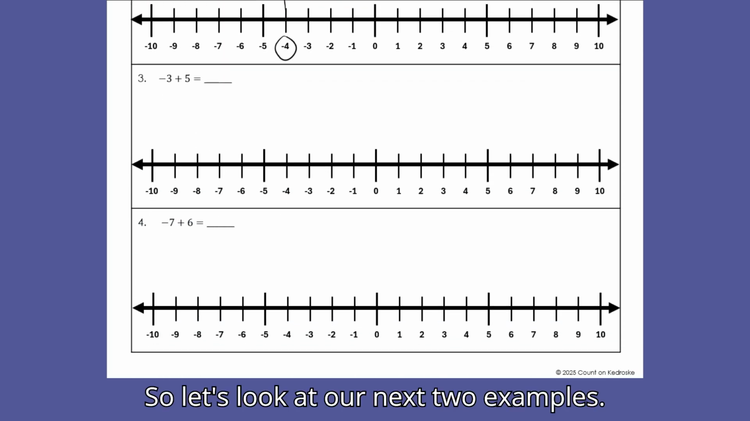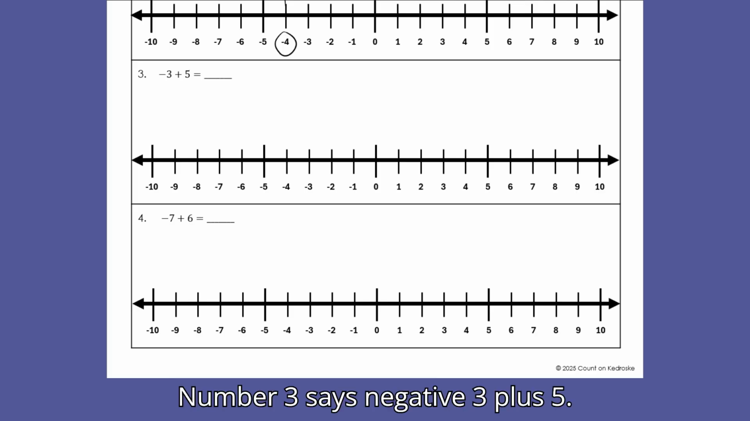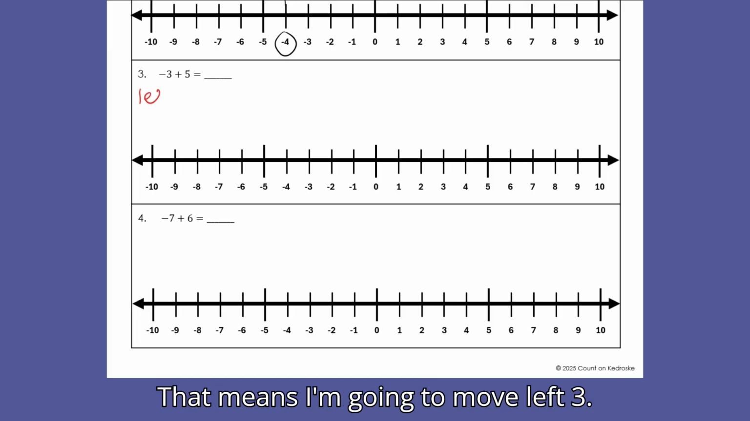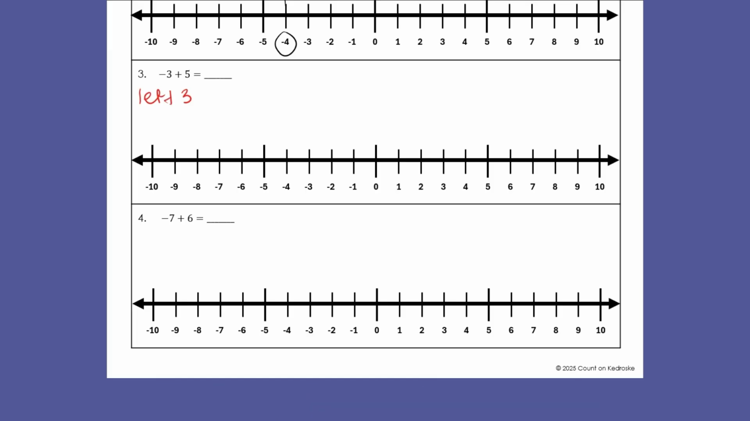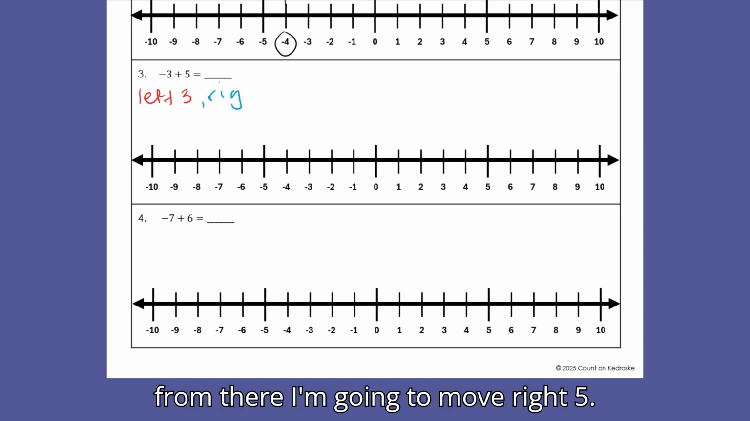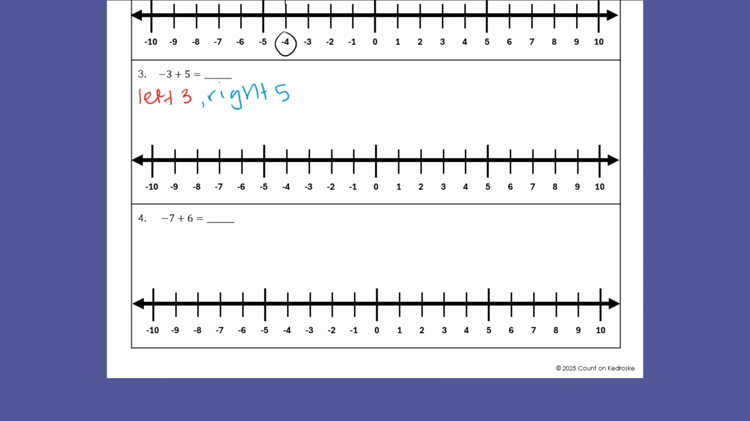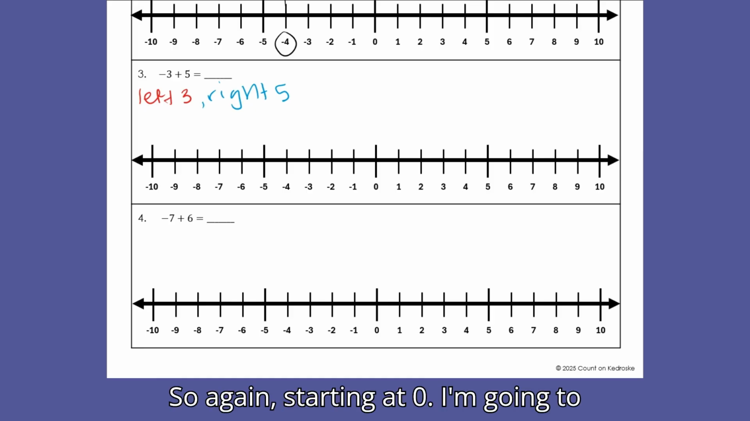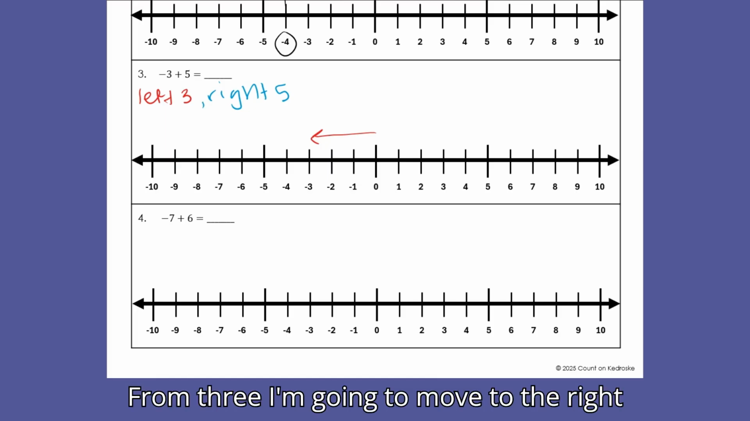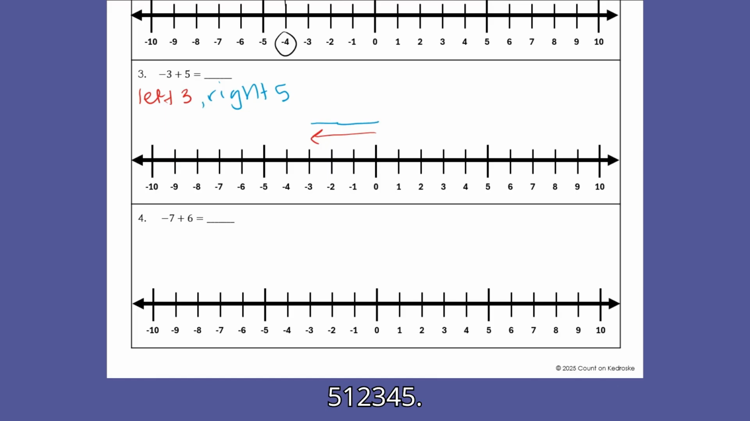So let's look at our next 2 examples. Number 3 says negative 3 plus 5. Our first number is a negative number, so I'm going to move left 3. My second number is positive, so from there I'm going to move right 5. Again, starting at 0, I move to the left 3. From negative 3, I move to the right 5: 1, 2, 3, 4, 5.